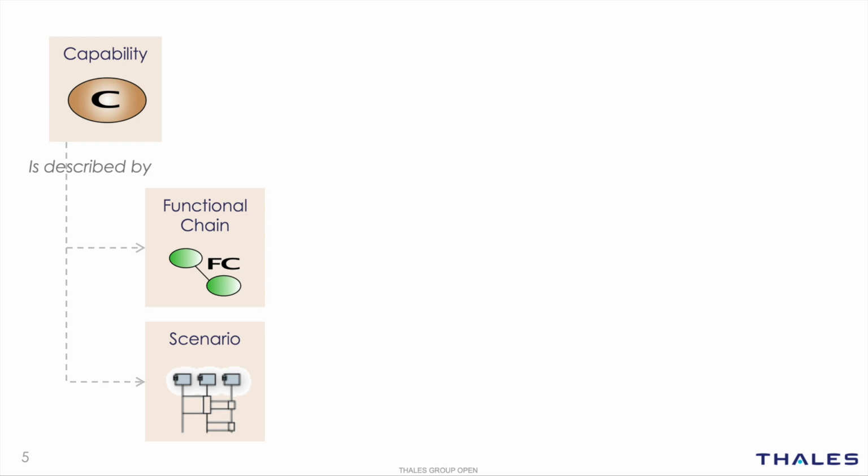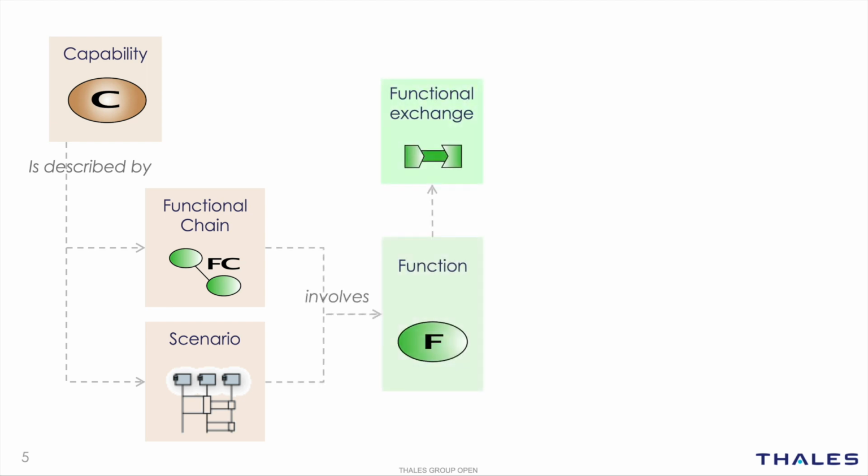For example, an end-to-end chain description of how the system is solicited and how it reacts. Functional chains and scenarios are used, for example, to capture nominal and degraded cases. A typical usage is to relate them to test procedures. Functional chains and scenarios involve atomic functions or actions that have dependencies between each other. A function produces outputs that are consumed by other functions. These dependencies are called functional exchanges.